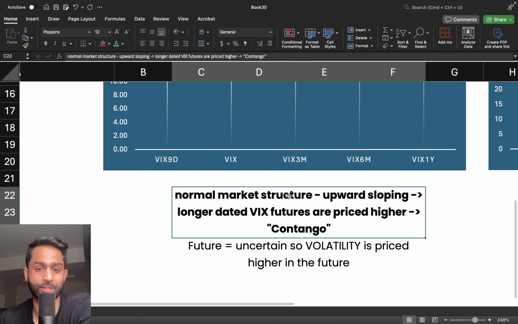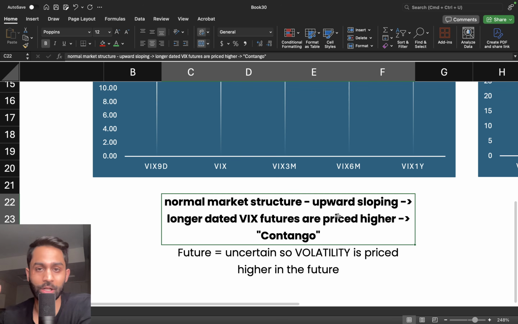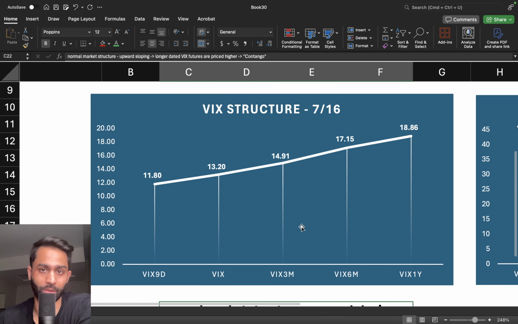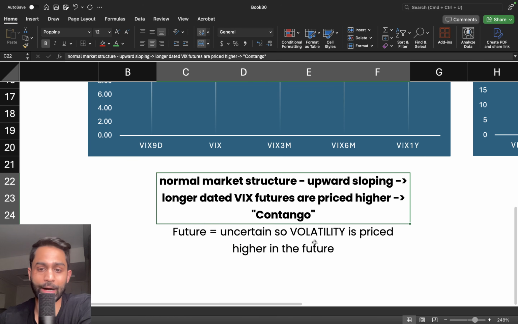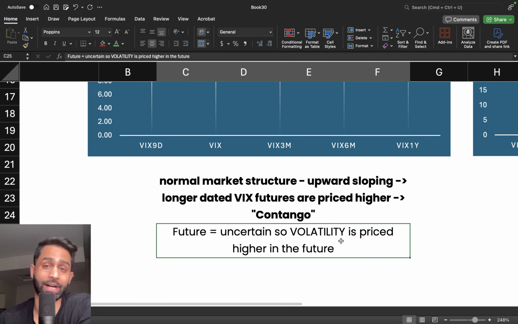So this is a normal market structure, upward sloping. Longer dated VIX futures are priced higher, also called Contango. And this is a normal functioning market. This is how it's supposed to be, similar to what we know for a yield curve: shorter duration, lower values; longer you go out, higher values. Now, the future is uncertain, so volatility is priced higher in the future.